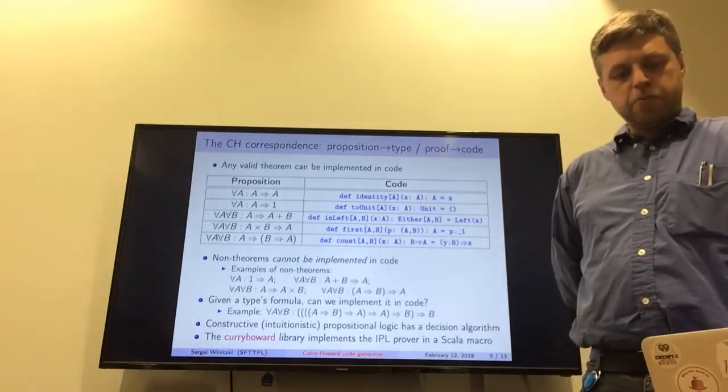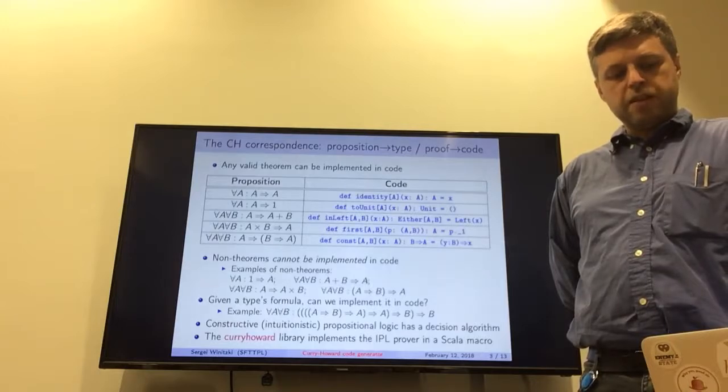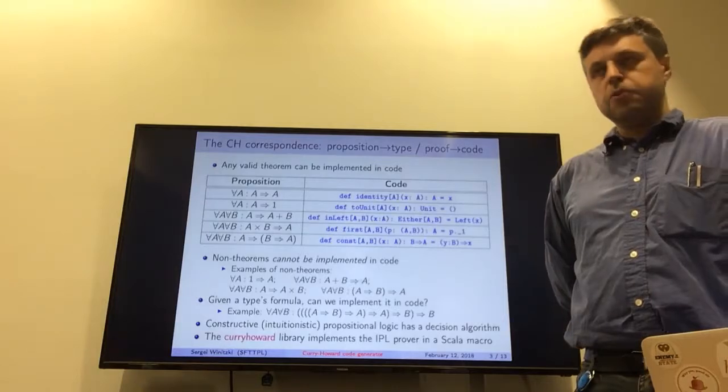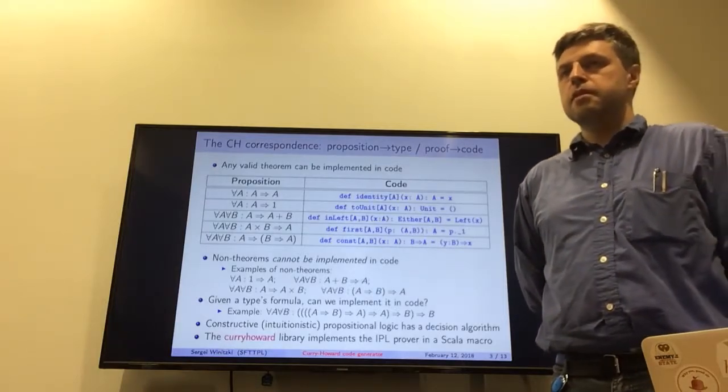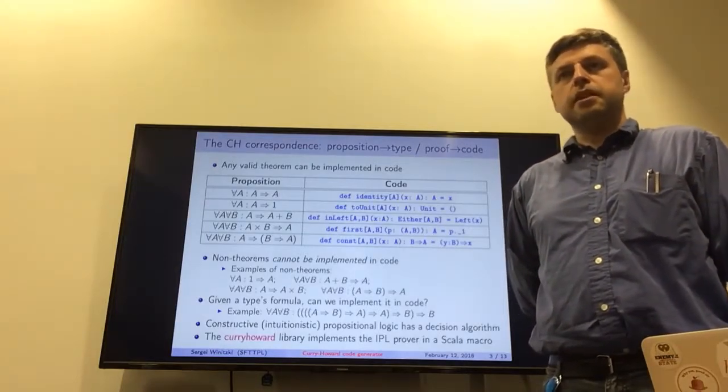Another example, from A plus B into A, so from the either type, either A, B, produce an A. You again cannot do this. Because what if this either doesn't contain an A, it contains a B?